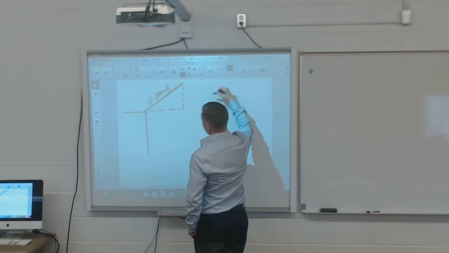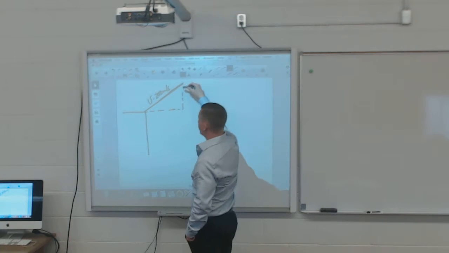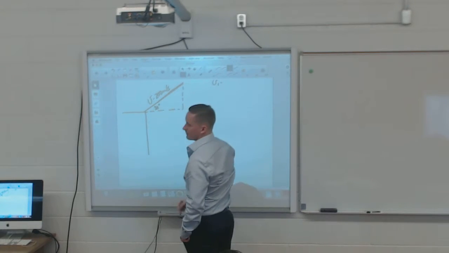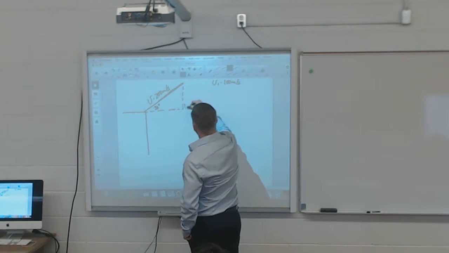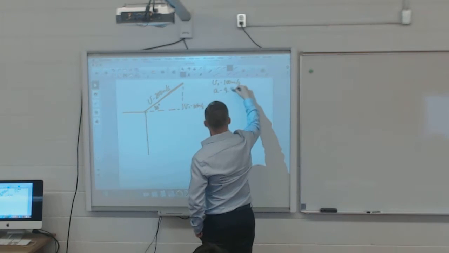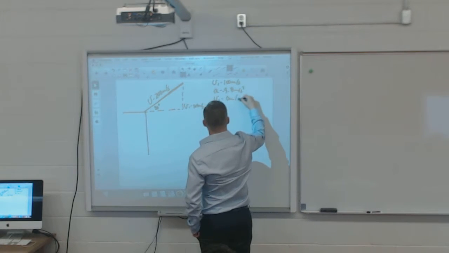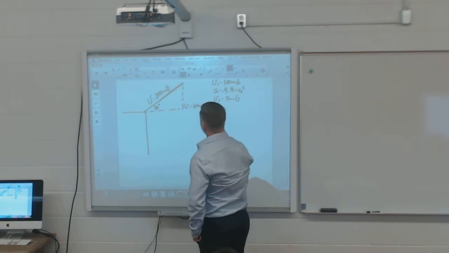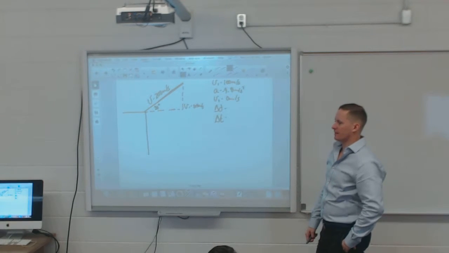Okay, so I'm gonna do this in 2 stages. I'm gonna find out the amount of time it takes to get to its peak and how high above the cliff it is. So I start with V1. This is 30 degrees here, right? Therefore, my V1 is 100 meters per second. A is negative 9.8. V2 is 0. I need to get my D and I need to get my time. So that takes me to the peak.